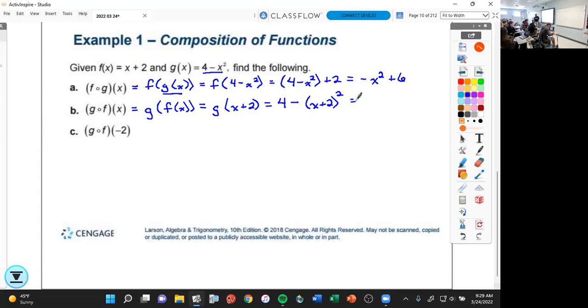Pay attention to that negative sign. It's going to cause you to miss problems if you don't. So what I recommend you do is take the 4, take the minus, and go ahead and open parentheses. Now let's take care of x plus 2 squared. What is x plus 2 times x plus 2?